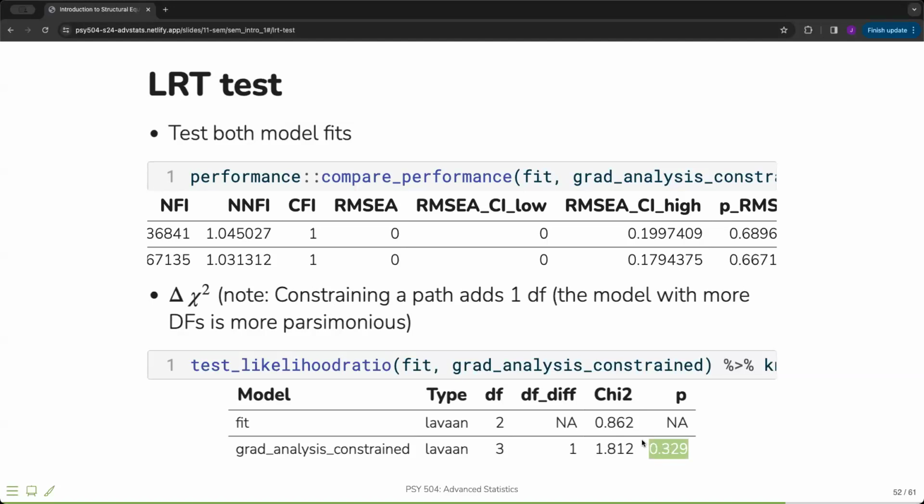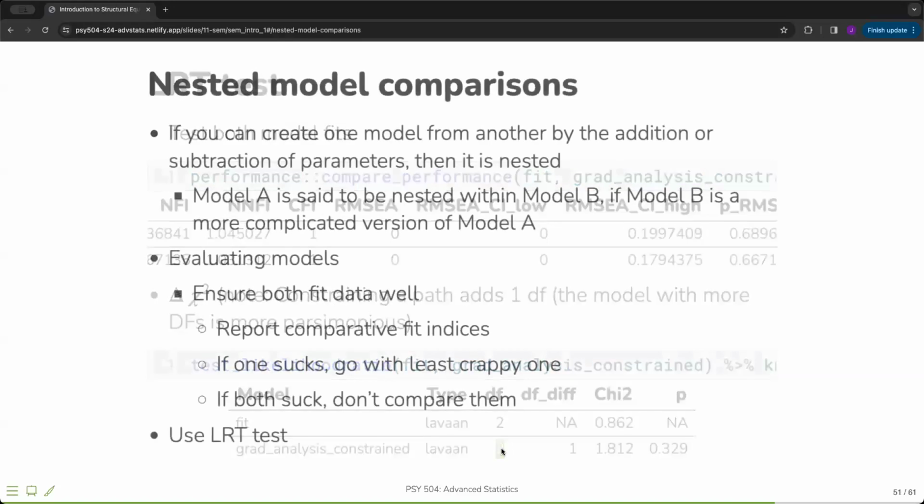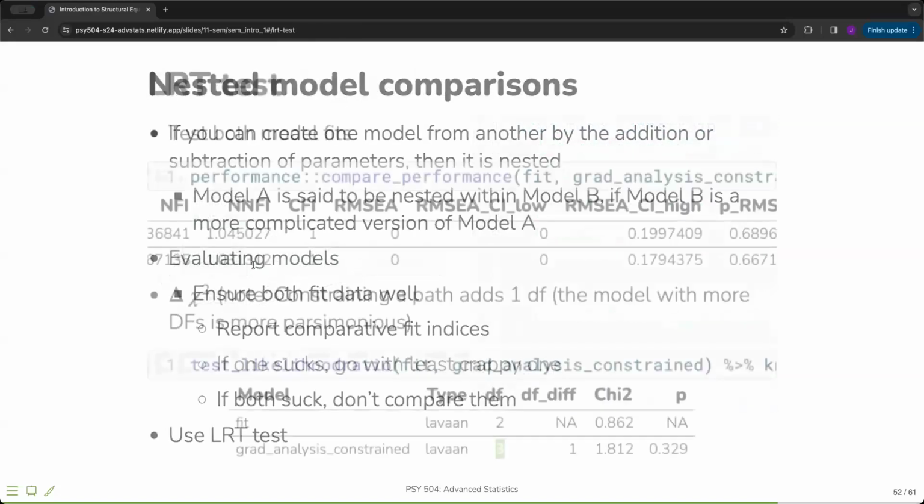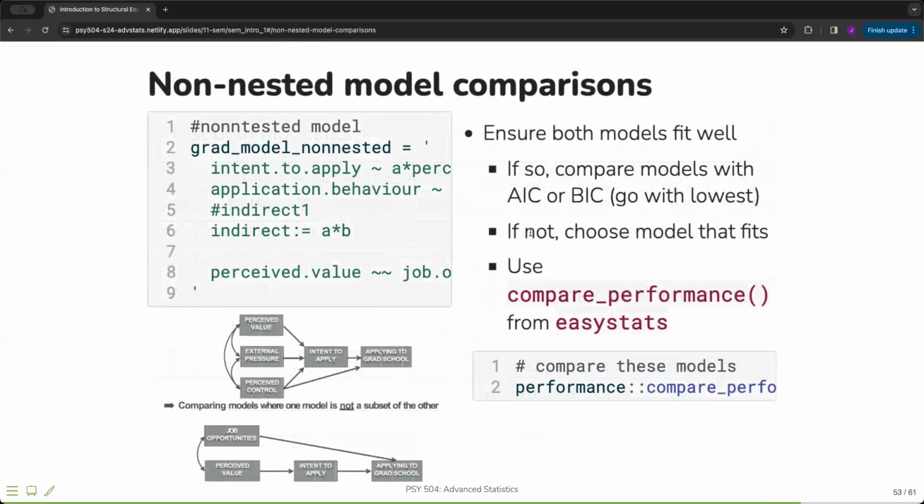So what do we do with this information? We use the most parsimonious model, right? And that would be the one where we constrain that path to be 0, so it has more degrees of freedom. This is the model where we've constrained the path from external pressure to intent to apply to be 0. So we would go with that model using this model comparison approach. So that's an example of a nested model comparison.